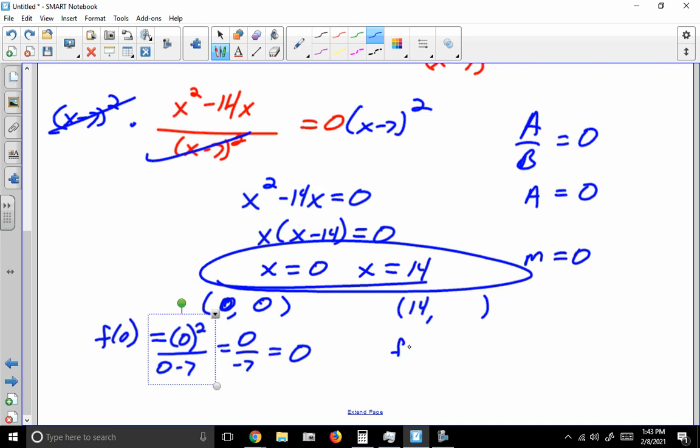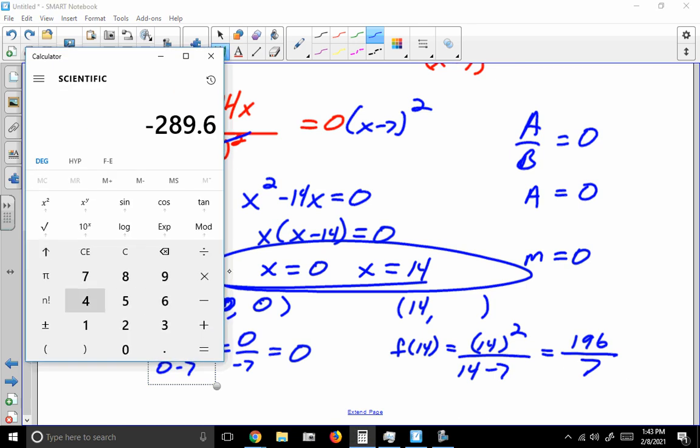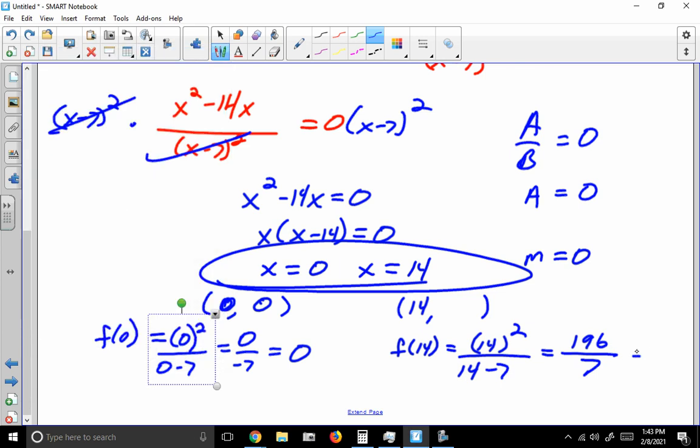If we substitute a 14 into our function, we get 14 squared on top over 14 minus 7. So 196 over 7. 196 divided by 7 is 28. So when x is 14, y is 28. So those are our 2 points where we have a slope of 0 or a horizontal tangent line.